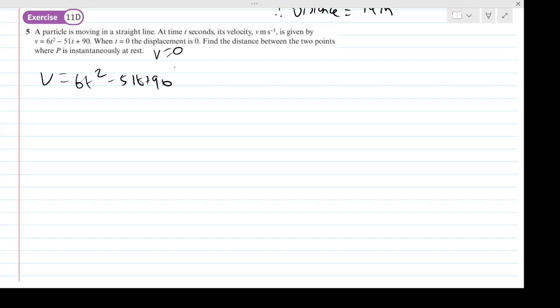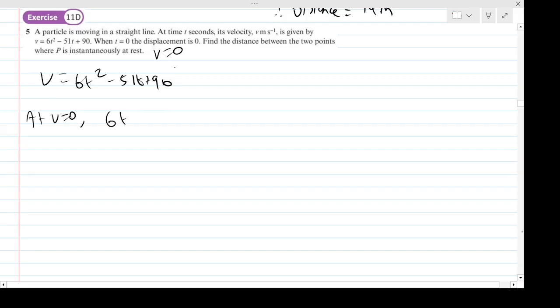In this chapter, like in all the questions we'll be looking at, we're going to need to consider the velocity being 0 when it's at rest. It's going to be quite a crucial thing we need to consider. So firstly, we got given the velocity. Let's just set it to 0.